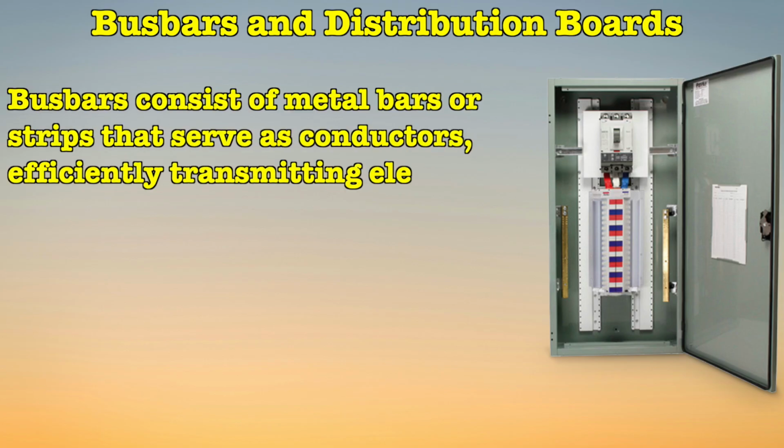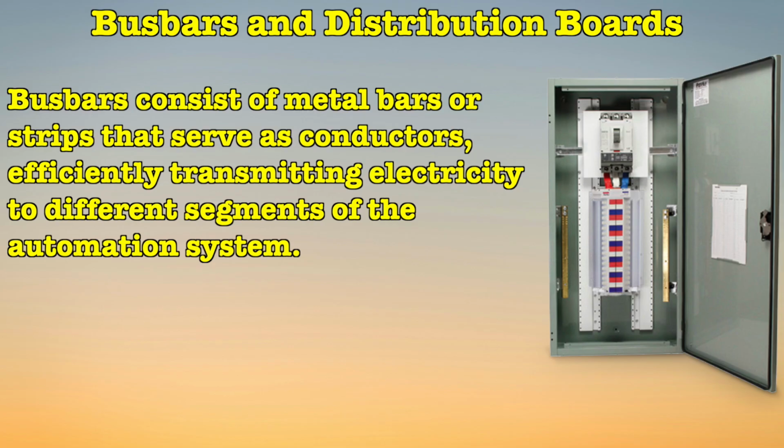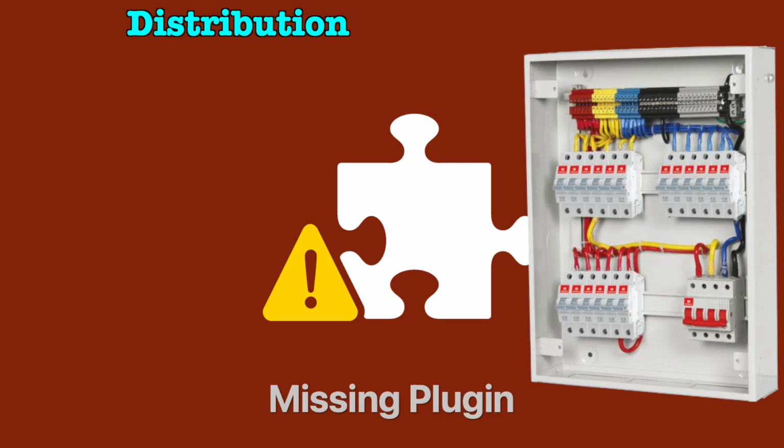Bus bars consist of metal bars or strips that serve as conductors, efficiently transmitting electricity to different segments of automation systems. They are specifically engineered to handle high current while minimizing energy losses, offering a structured and effective method of power distribution. Next one is distribution boards.